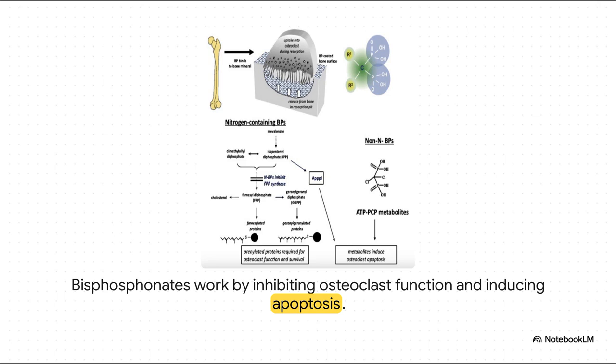stops working. Now, the other class, the non-nitrogen-containing ones, work differently. The osteoclast metabolizes them into what are essentially toxic versions of ATP, the cell's energy molecule. This poisons the cell's energy systems and pushes it into apoptosis, or programmed cell death.